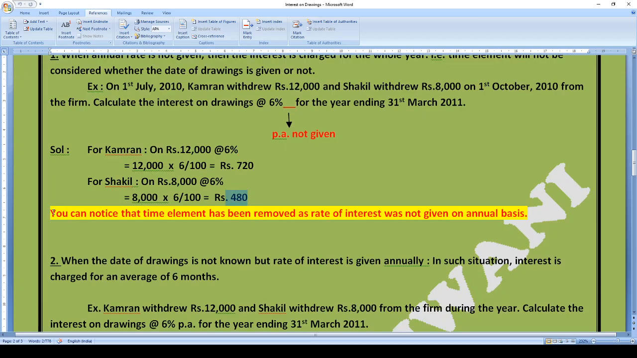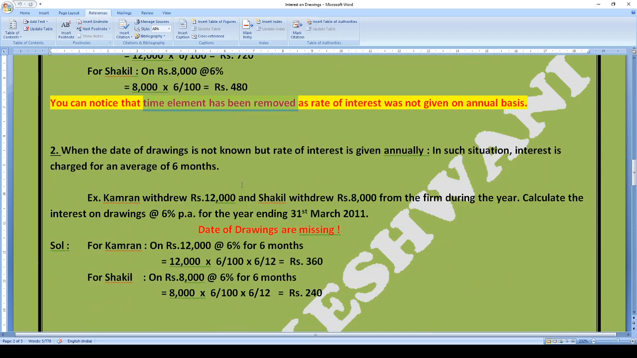So what you can notice is that the time element has been removed, as the rate of interest was not given on an annual basis. This word per annum was missing. Therefore, we have removed the time element. The time element has been removed from the formula.